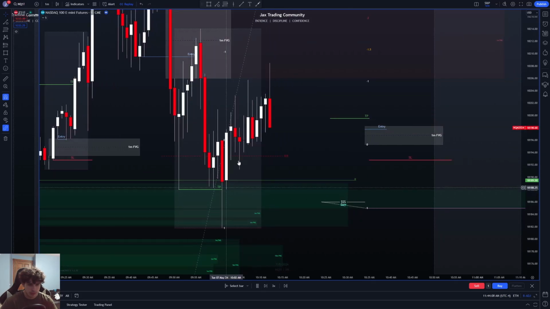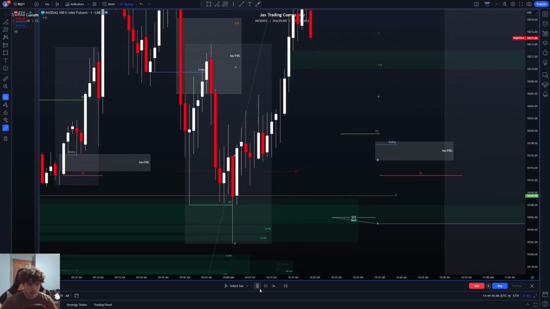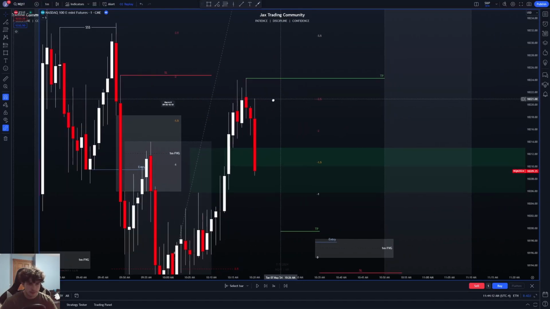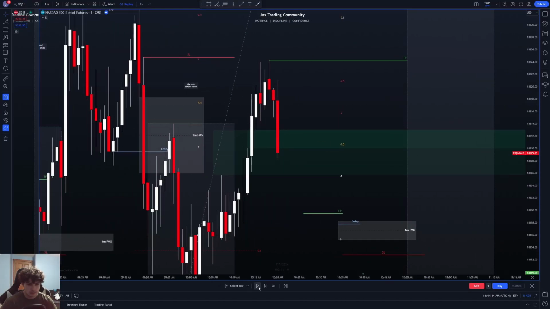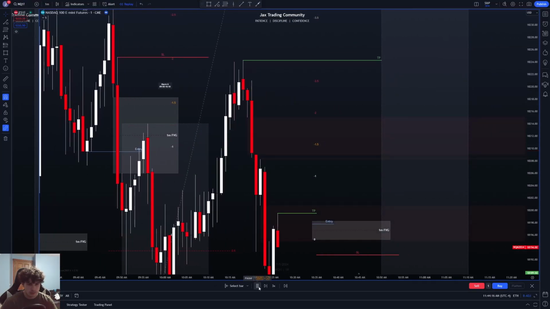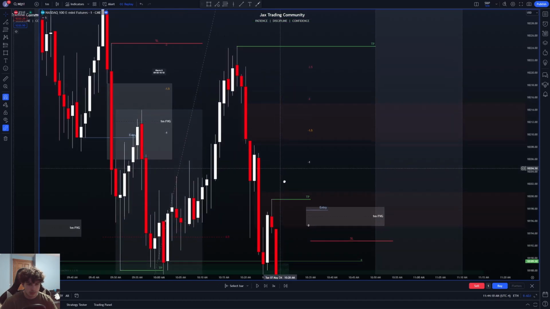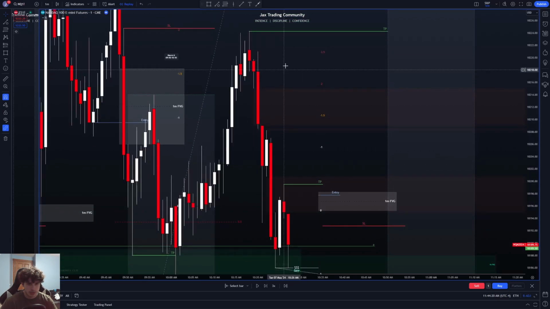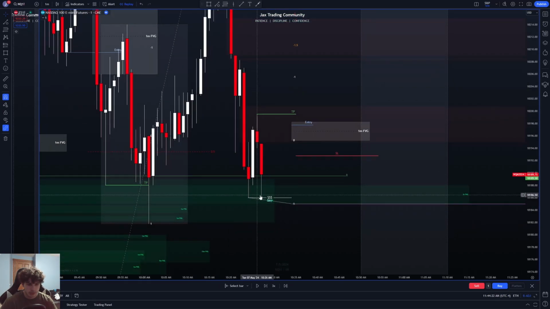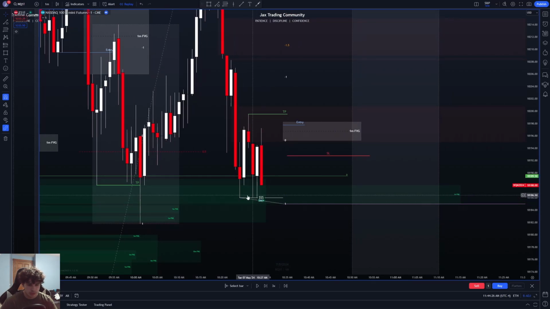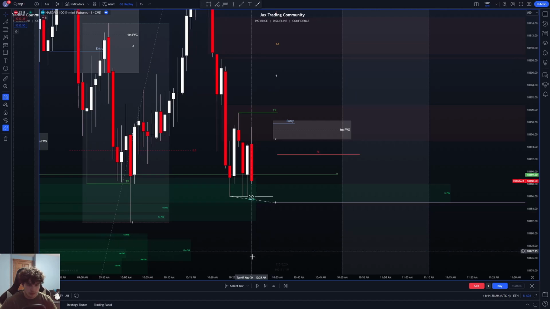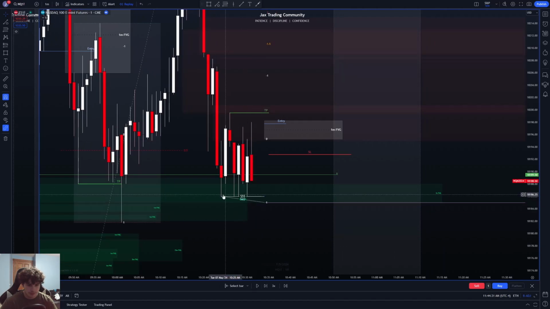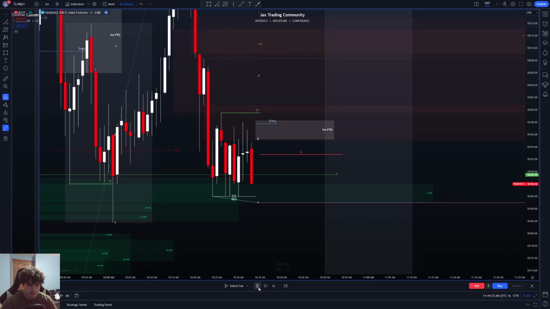So we're in discount, meaning a move higher could happen. So then we do get a move higher. And then we create this high here. We have equal lows right here. We have 3 equal lows here, 4 equal lows. So this is most likely definitely going to get taken very soon.